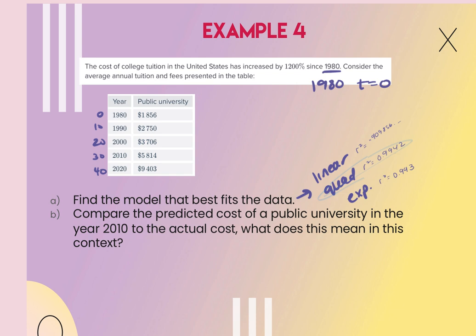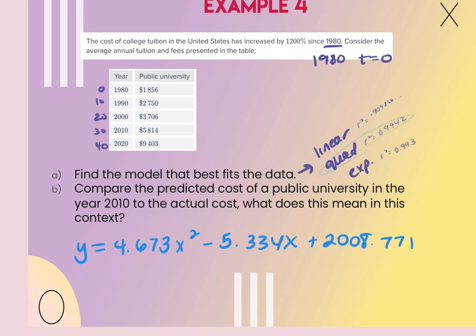And I get my model would be y equals 4.6728, which becomes 3x squared, minus 5.334x plus 2008.771. That is your best fit model. Everybody with me so far? Yes? No? Yes? Okay. Then it says compare the predicted cost of a public university in the year 2010 to the actual cost.